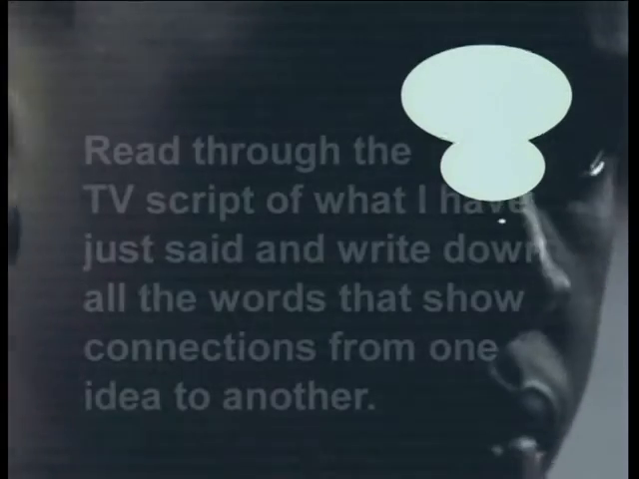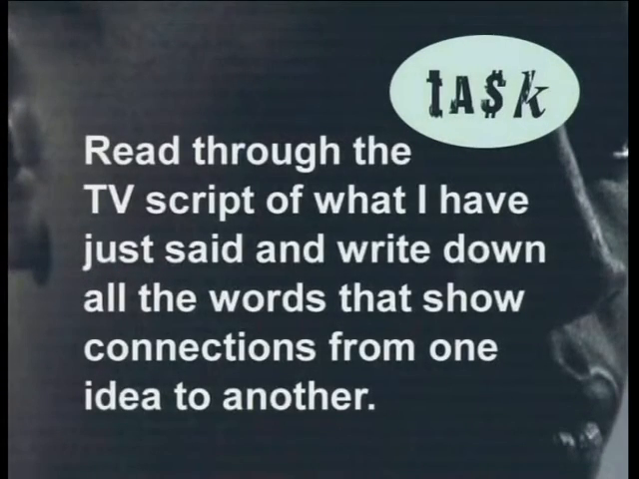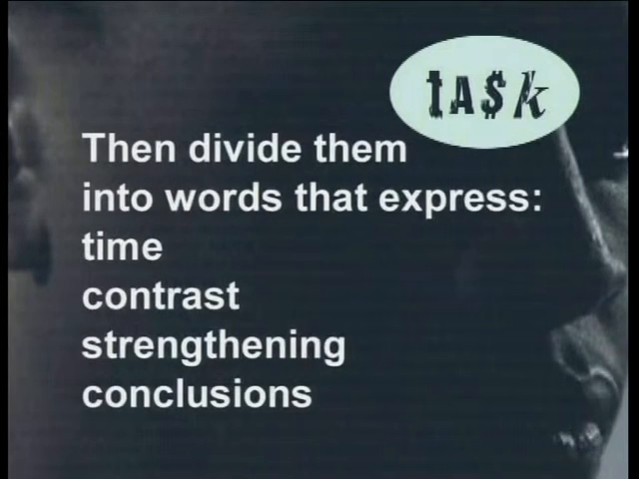Once we had discussed this, we looked at some of the types of linking words that can be used. For example, the words to express time connections, words to express contrast between ideas, words for strengthening one idea by linking it to another, and finally, words that express conclusion or endings. Here is today's task. Read through the TV script of what I have just said and write down all the words that show connections from one idea to another. Then divide them into words that express time, contrast, strengthening, and conclusions.